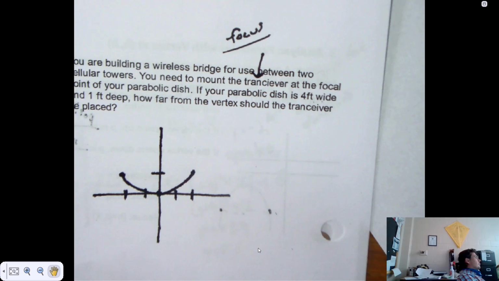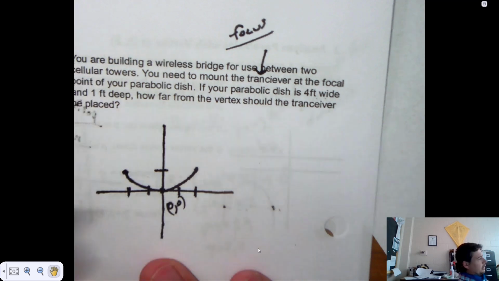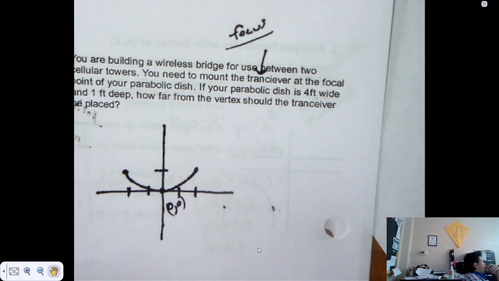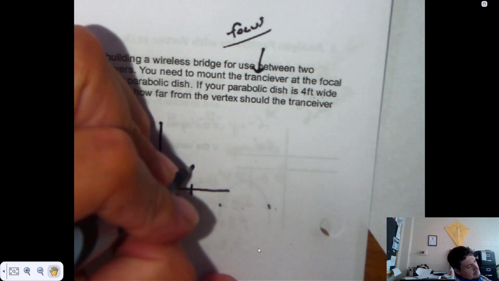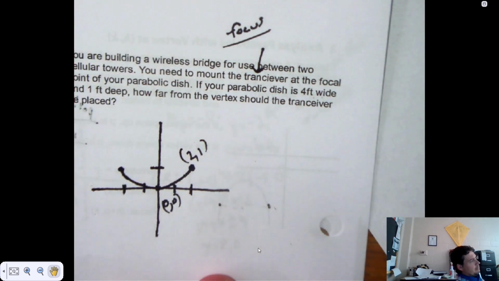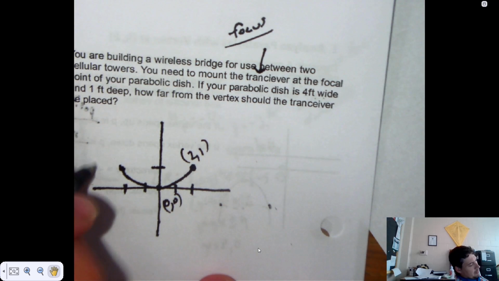Well, this isn't going to be that bad. What are the coordinates of the vertex? 0, 0. Anything else about this graph? Any points that you know exist for 100% certainty? You don't know about 0, 1. You know about 2, 1. That was a firm point based on how I graphed it. And you also know about negative 2, 1.